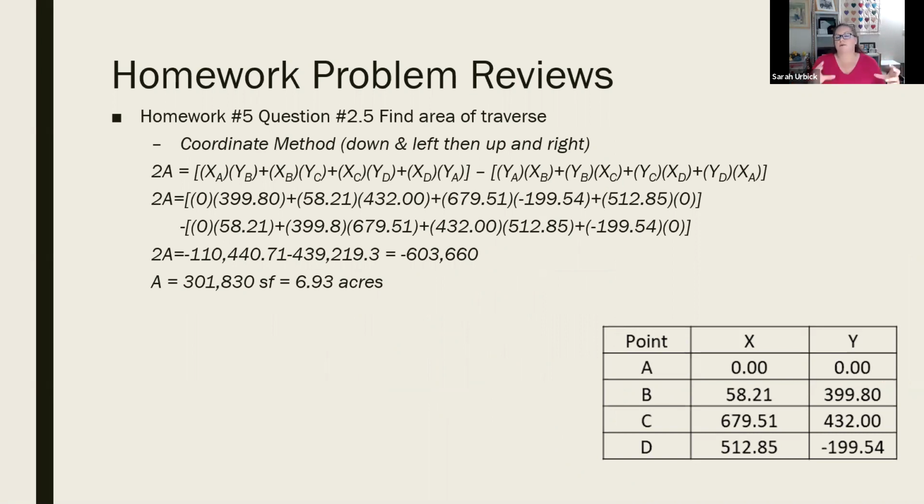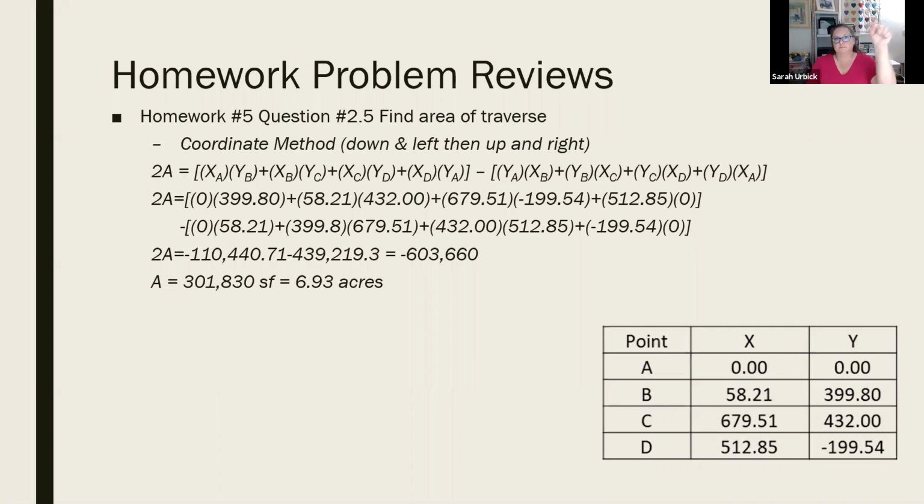Using the coordinate method. There are two methods presented. The double meridian distance is a little harder to wrap your head around. The coordinate method makes a lot of sense to me, mostly because of how it's laid out and presented in the book. The coordinate method is really set up as a ratio. So your X coordinates on top, your Y coordinates on bottom.